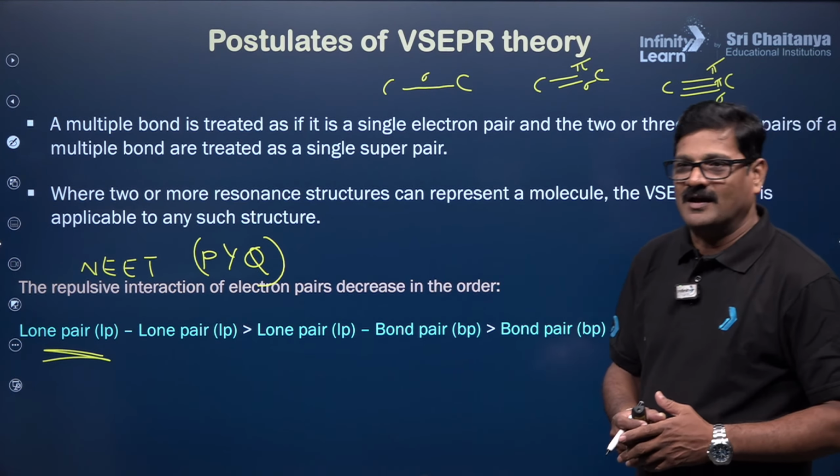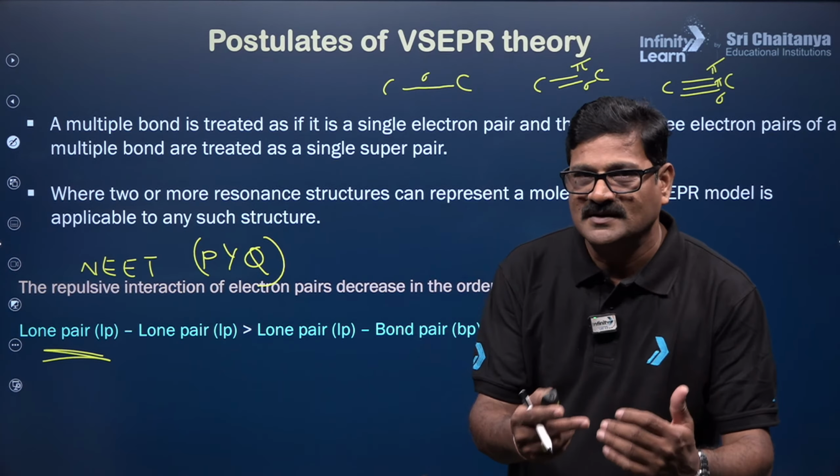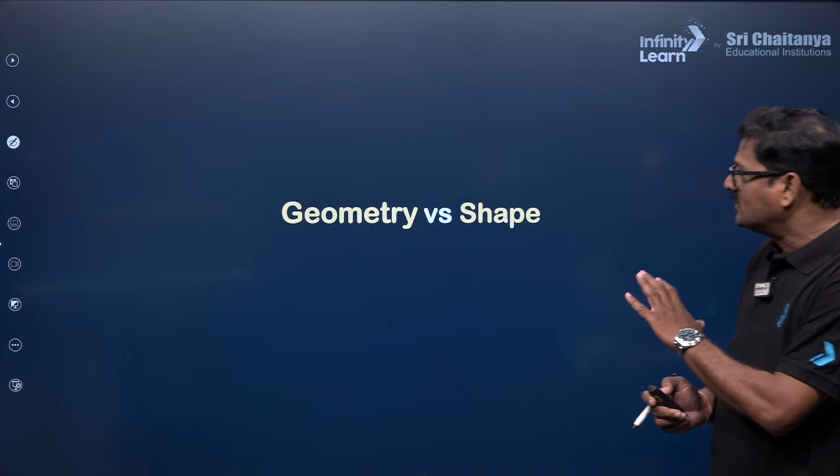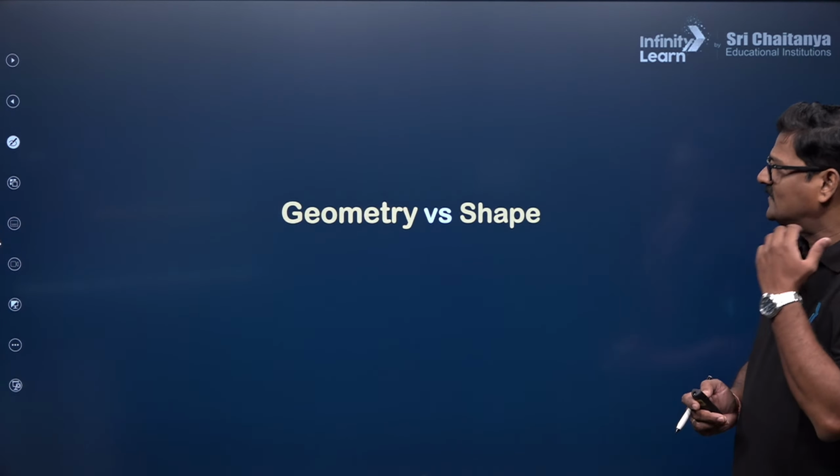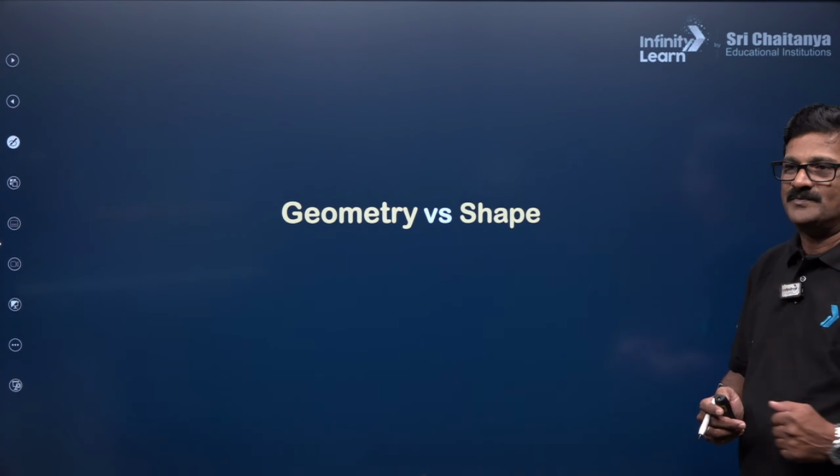Moving ahead a little, I just want to say geometry versus shape. Who is going to give the geometry? Who is going to give the shape?